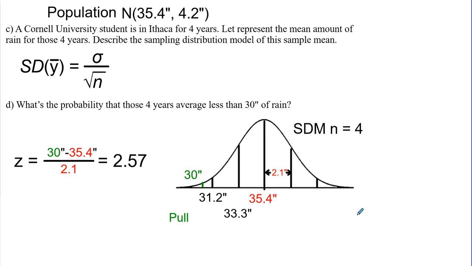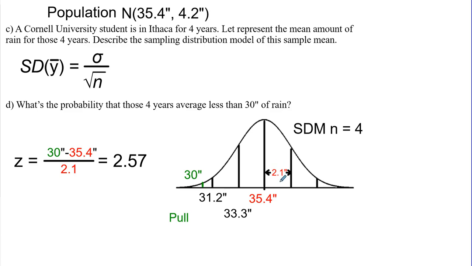All right, so we're going to take the 4-year average while they're in college. Assuming those years are independent of each other and they're all random samples, what would the sampling distribution model look like for an average with a sample size of 4? Now we're not just looking at the population. It's still going to be centered at the same average of the population, which was 35.4, but now our standard deviation is going to be smaller.